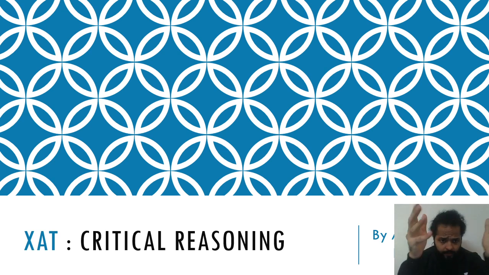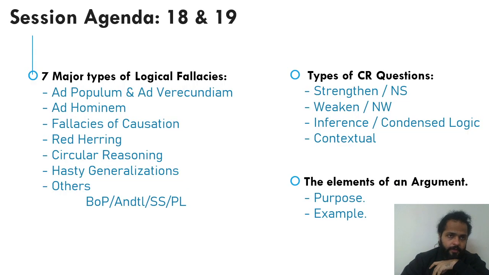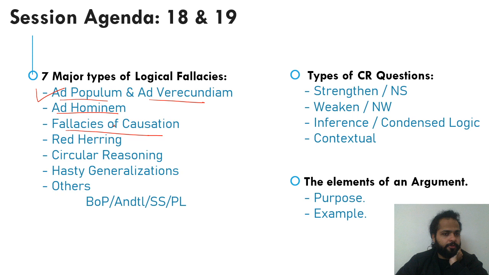So let's get started, guys. Yesterday, can you guys just remind me where we left off? Yesterday we were discussing some critical reasoning errors. हम लोग discuss कर रहे थे, right? Some types of logical fallacies. We were done with ad populum and ad verecundiam. ये दोनों हमारे हो चुके थे. We were done with the ad hominem. We were done with fallacies of causation, right? Red herring भी हो गया था हमारा. Circular reasoning also we were done with, right? So I think we were done with these five already yesterday. Is that right, Sakat? You were there yesterday, right?